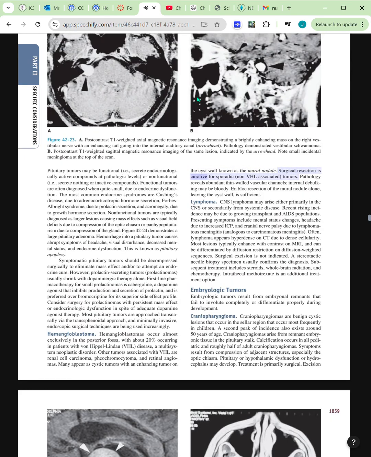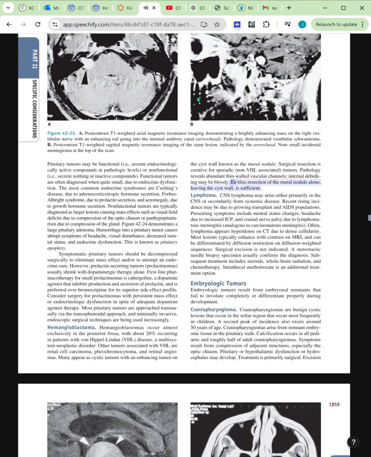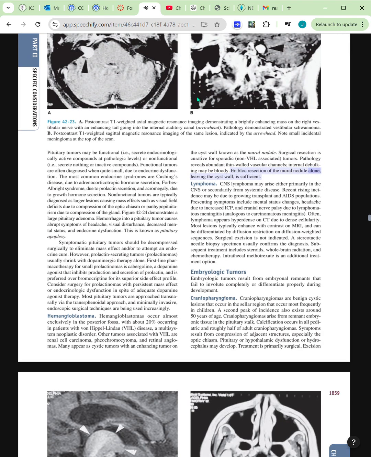Surgical resection is curative for sporadic non-VHL associated tumors. Pathology reveals abundant thin-walled vascular channels. Internal debulking may be bloody, and en bloc resection of the mural nodule alone, leaving the cyst wall, is sufficient.